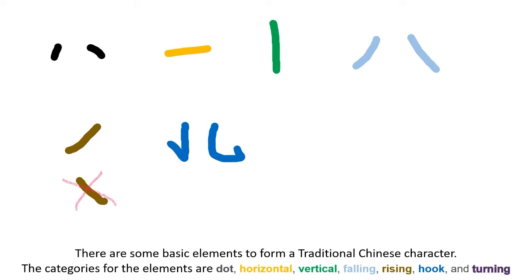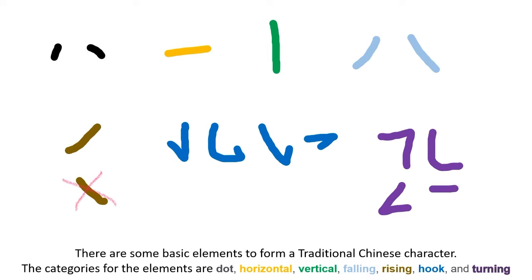The next elements are hooks. There are some different types of hooks as you can see. And then turning. Exactly 90 degrees and 45 degrees turning. No one will measure it, don't be scared. Finally, a perfect circle. Actually there's no circle, don't worry.